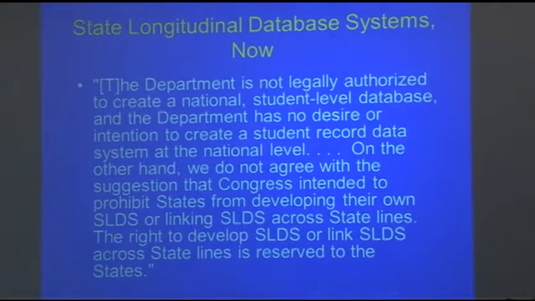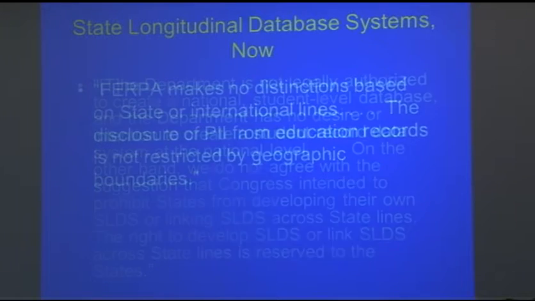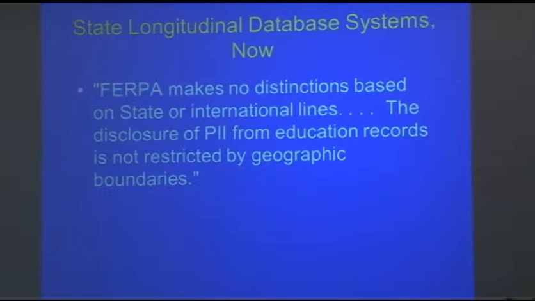Now, don't worry, we know Congress told us 10 years ago that we can't create at the national level a unit record database system about our students. We're not trying to do that. I have no interest whatsoever in doing that. But the states can do that if they want. Wink, wink, nudge, nudge. And if they want to link those across state lines, well, there's nothing in FERPA that would stop them from doing that either. In fact, FERPA doesn't talk about geography. Geography is irrelevant. We don't care about international lines either. This is getting interesting.